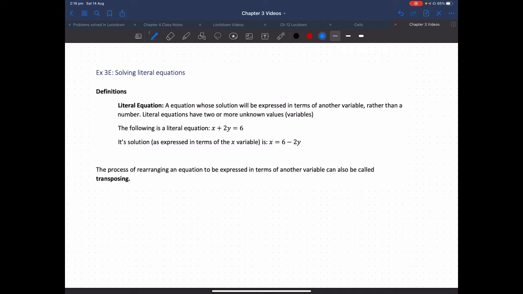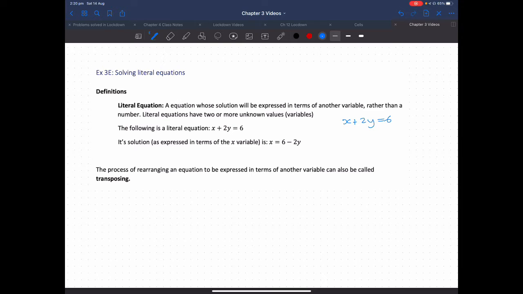In this exercise, you will be solving literal equations. Literal equations are where you express an answer in terms of another variable or variables. So we have a literal equation, x plus 2y equals 6.